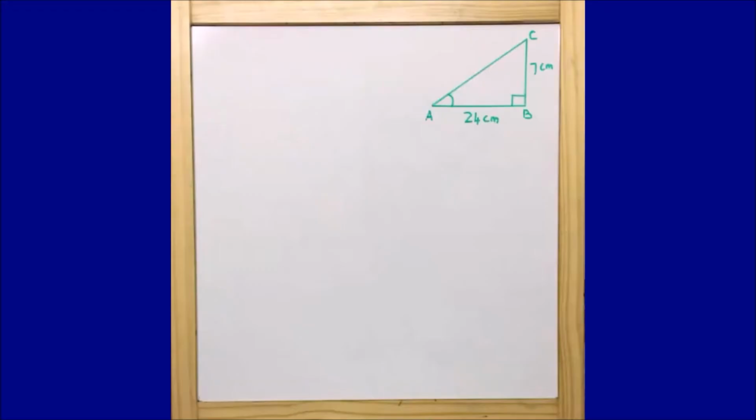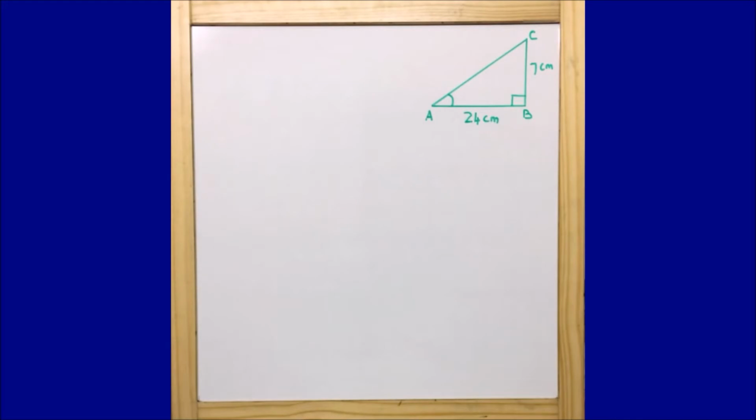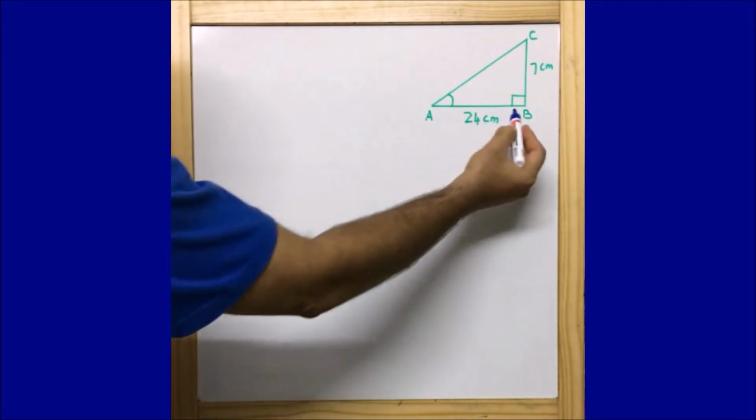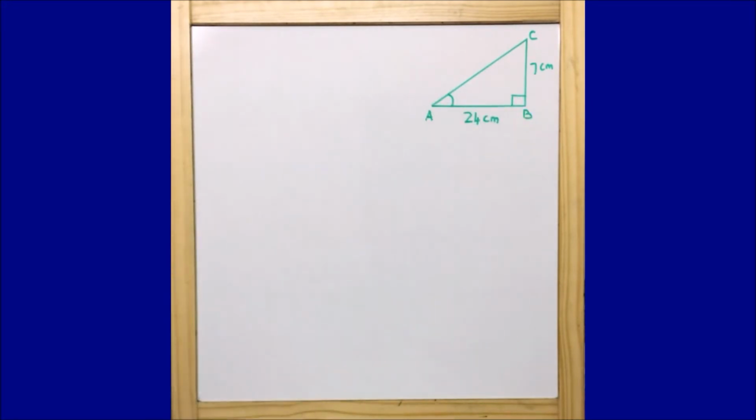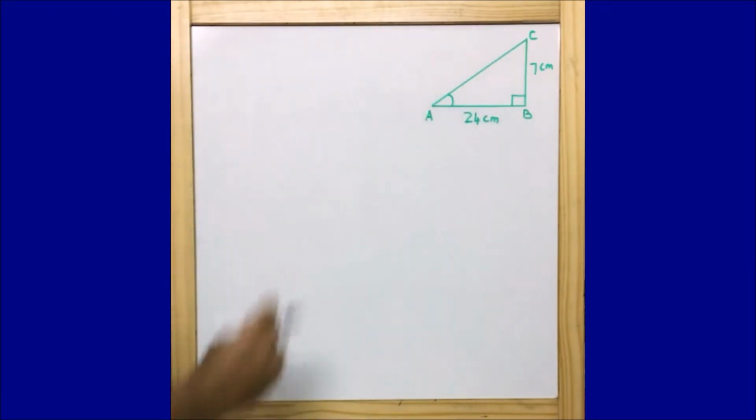Moving on to the solution. As per this question, in triangle ABC, right angled at B, AB is equal to 24 cm, BC is equal to 7 cm. Determine number 1, sin A, cos A, then number 2, sin C, cos C. Now let us draw the diagram. I have already drawn this diagram: triangle ABC, right angled at B, with AB equal to 24 cm and BC equal to 7 cm.